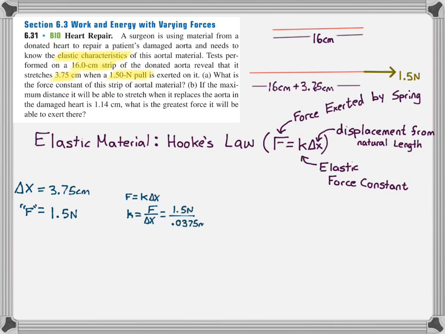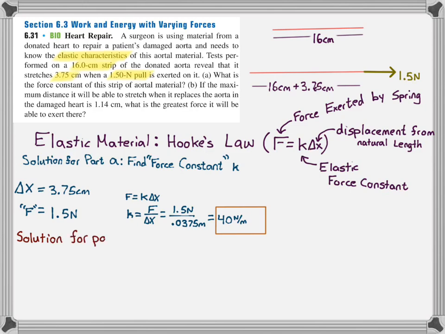So we plug in our values and we find out that our K is 40 newtons per meter, excuse me, and that's the actual units for the force constant. It's always newtons per meter. That way when you multiply times your displacement in meters, you get newtons, which is what the force unit should be.